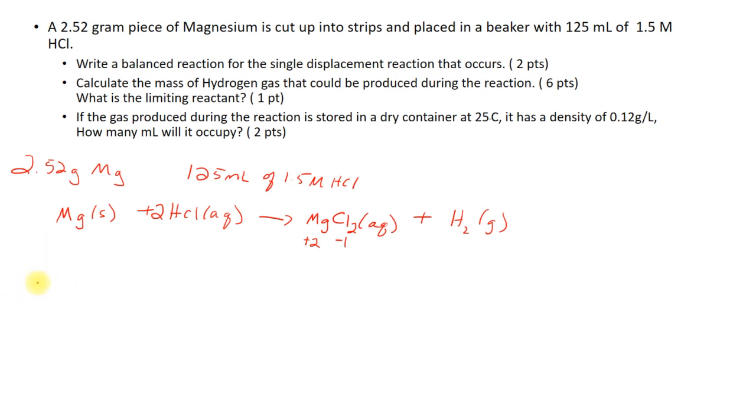Oh, it wants to know the mass of hydrogen gas. So I'm going to start with magnesium, not for any particular reason. You could start with HCl as well. You're going to do both of them because you have to figure out which one's limiting. We're given amounts of both of them, and it's unlikely that they're the exact right amount for each of them, so we've got to figure out which is the least amount.